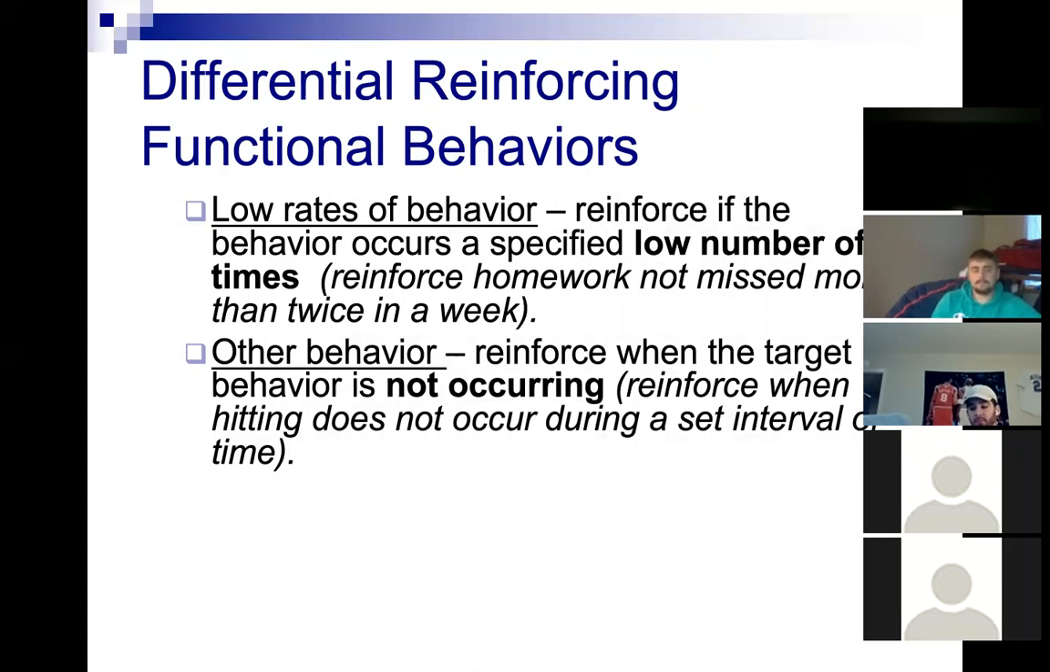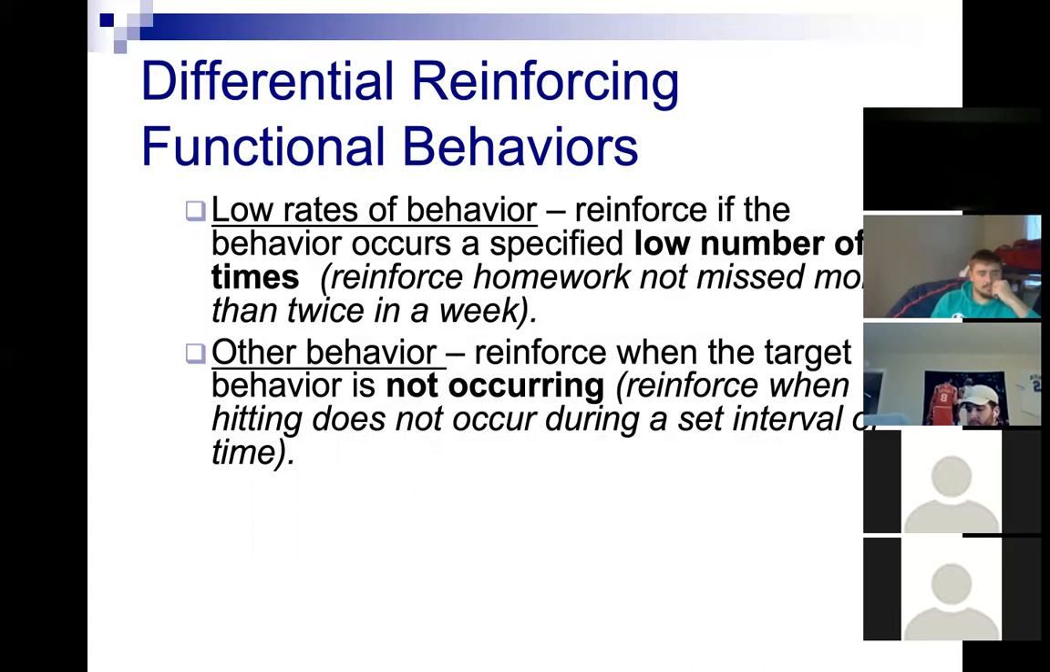So if you have low rates of behavior, you might want to do a reinforcement schedule where you reinforce for a low number of times. So you may not aim for 0 initially, is what this means. You may say, if you only miss it 2 times, you still get the reinforcer, maybe not starting with 0. Different ways to build up a skill.